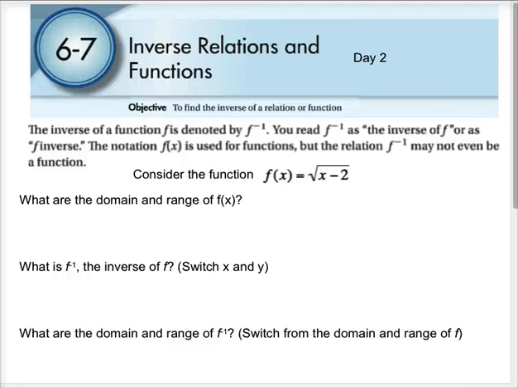Today we're going to finish up 6-7, dealing with the inverse relations and functions. So, the inverse of a function f is denoted by f to the negative 1. You read f to the negative 1 as the inverse of f or as f inverse. The notation f of x is used for functions, but the relation f to the negative 1 may not even be a function. Now, remember, we talked about that yesterday, how even if you're starting with a function, sometimes what you're getting in its place is not a function in return. So we do have to be careful, because some of these things are not going to be functions.